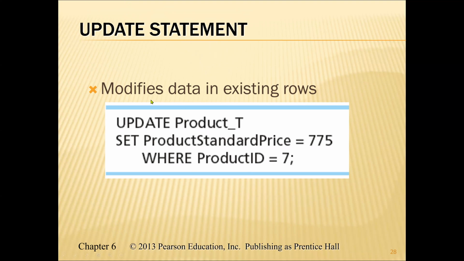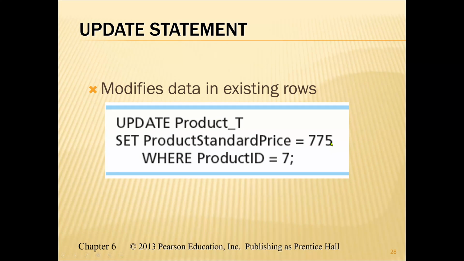So here we are going to update. Update means to change or edit something, or the good term is modify the data. So for example, here we say update. What we want to update, the place that it's located, is the product T. So we are going to update something in product T. And we are going to set the product standard price. That means product standard price should be a column name in the product T. And we are going to set it to 775. If we want to set all the product standard prices to 775, we can handle it here.